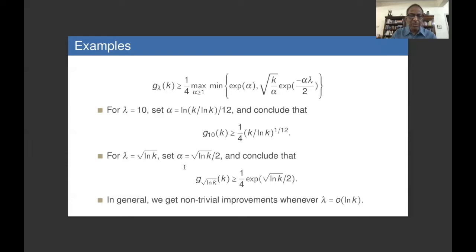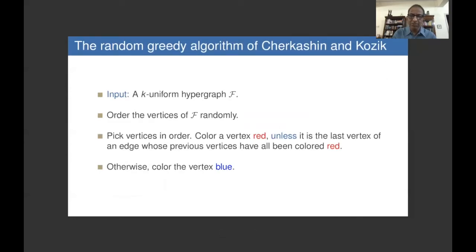So let us look at how these results are proved. The basis of this result is a random greedy algorithm of Cherkashin and Kozik, which they used for coloring uniform hypergraphs. We observe that a certain modification of the analysis of that algorithm, while the algorithm stays the same, yields the new results. So what's our input? The input for the original algorithm of Cherkashin and Kozik was a K-uniform hypergraph. Later on, we will use it for hypergraphs which are only lambda approximately uniform.